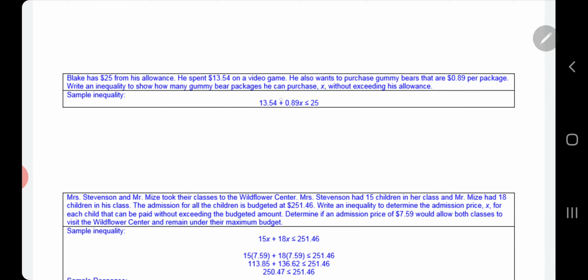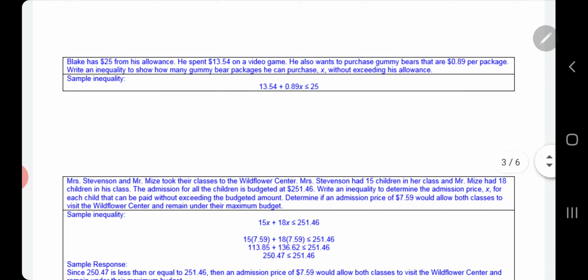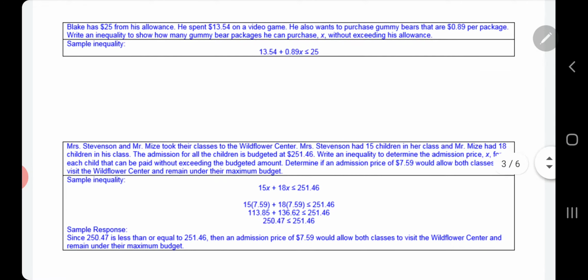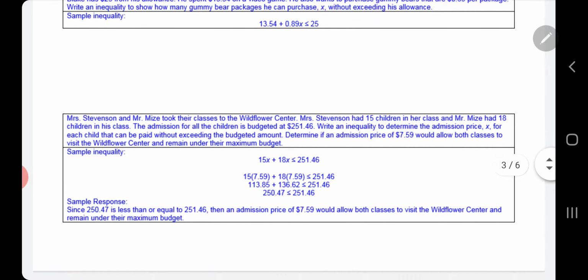So the total cost would be $13.54 plus 89 cents times how many packages he bought. Well, once again, he can't go over his allowance, so it needs to be less than or equal to his total allowance of $25. So this would be our inequality right here. See, we're not solving yet. We could solve and see how many gummy bear packages he could buy. We'll do that in another lesson.